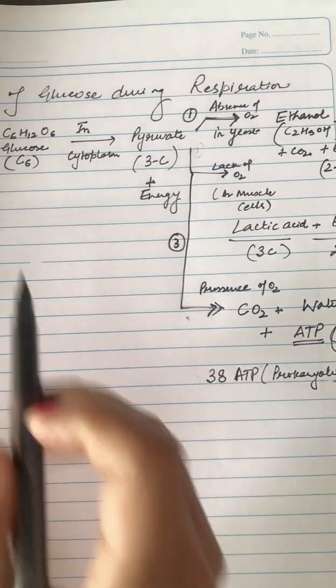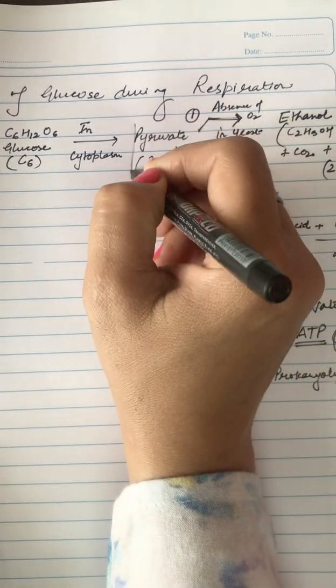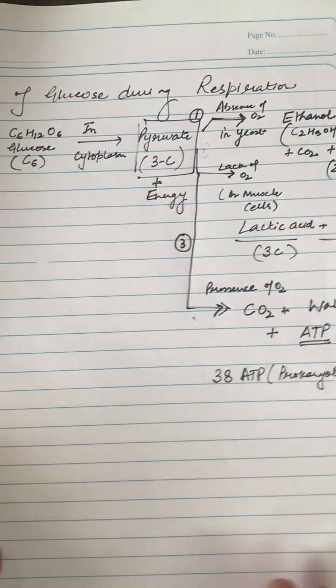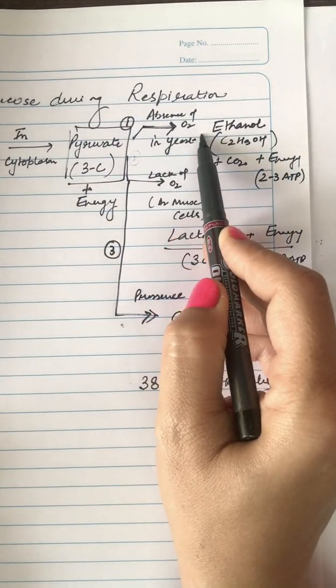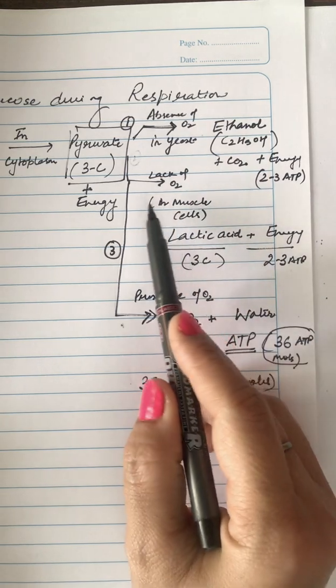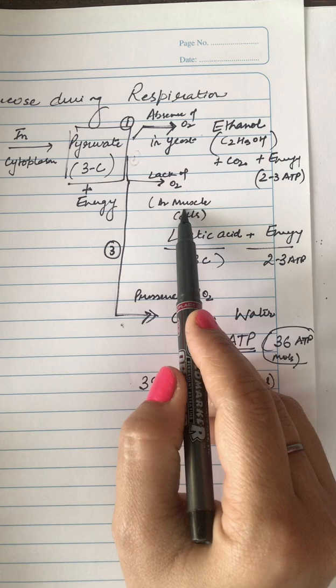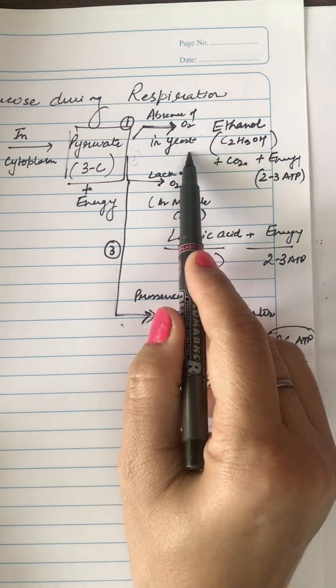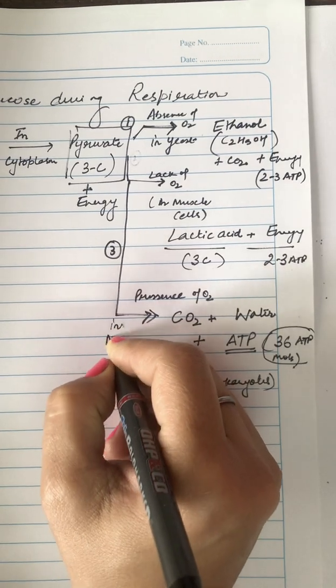Now here the entire sum up is glucose in cytoplasm is converted to a 3-carbon molecule called pyruvate. Pyruvate undergoes 3 steps. First is in the absence of oxygen, second is in the lack of oxygen, third one is in the presence of oxygen. This one we know in muscle cells, this one in yeast. Where is this taking place? In mitochondria.